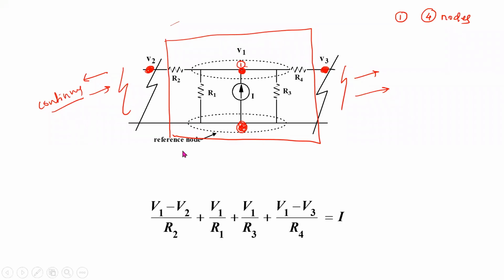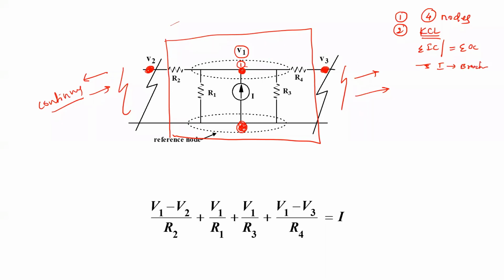The next thing, we have identified the number of nodes. Now, what is the second step? Apply KCL at each node. Let us apply KCL at node 1. What is KCL here? KCL is nothing but the summation of incoming currents is equal to the summation of outgoing currents, and also the number of currents is equal to the number of branches.